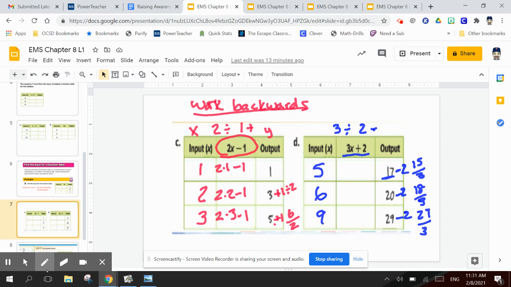So I can see if our rule works, if we got the right answers, by taking out the x value and putting in my x values over here. So I have 3 times 5 plus 2. 15 plus 2 is 17. 3 times 6 is 18, plus 2 is 20. And 3 times 9 is 27, plus 2 is 29.